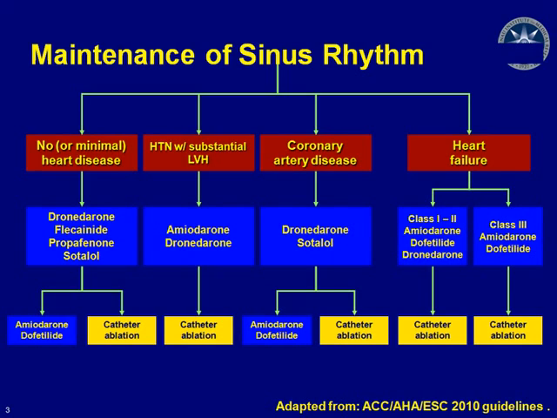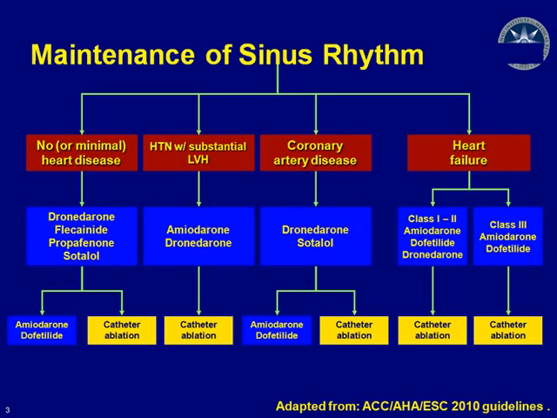On the left slide are patients with minimal heart disease. The next category are patients with or without controlled LVH. The third category are patients with atrial fibrillation who have coronary disease. And the fourth category are patients who have heart failure.